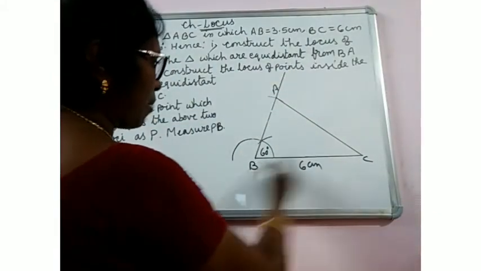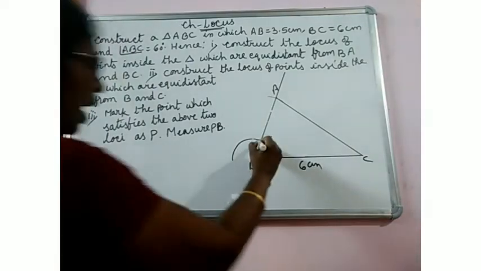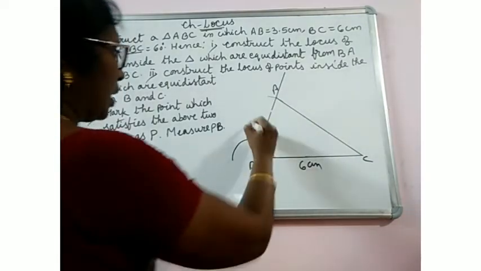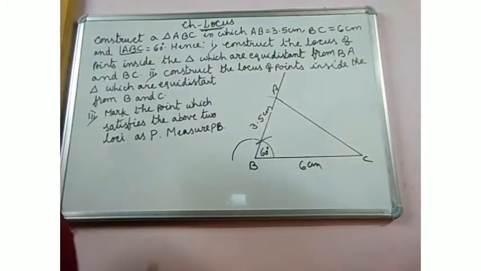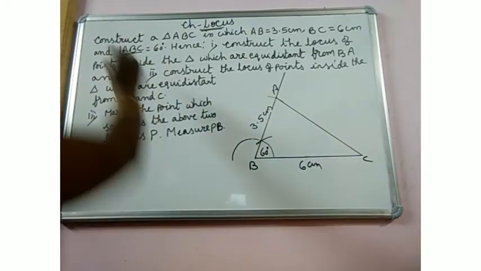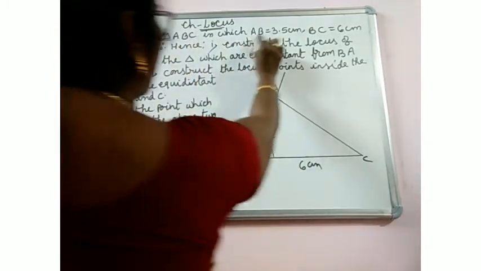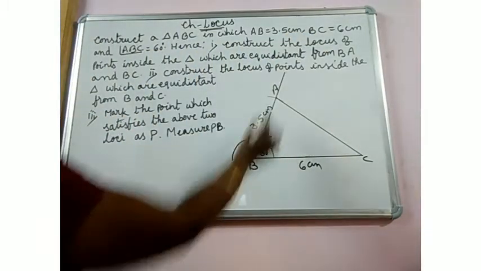If you join A and C, triangle construction is completed. So whatever measurement, BC we have taken 6 cm, angle ABC is 60 degree, AB is 3.5 cm. So construction of triangle is done. First bit, construct a triangle ABC in which AB, BC and angle ABC is 60 degree, done.